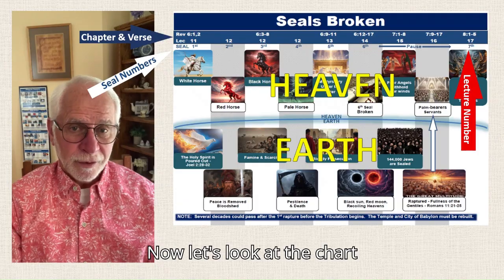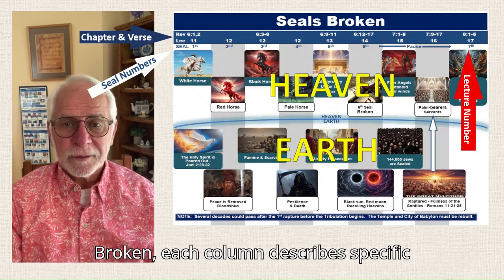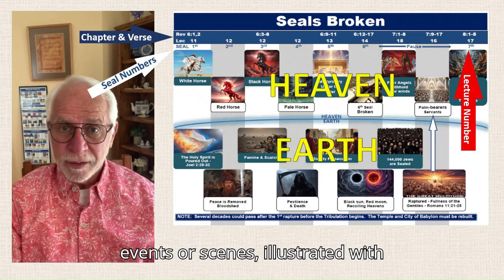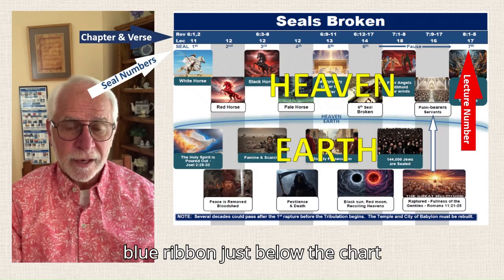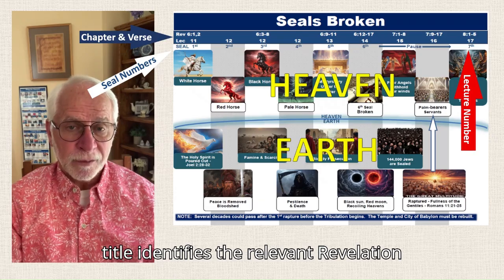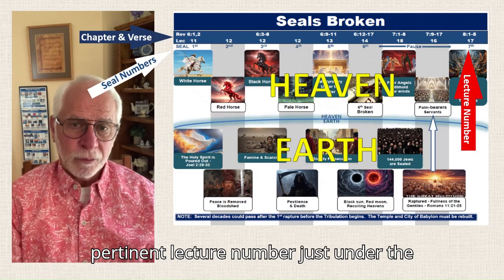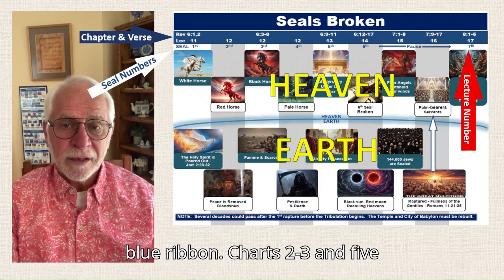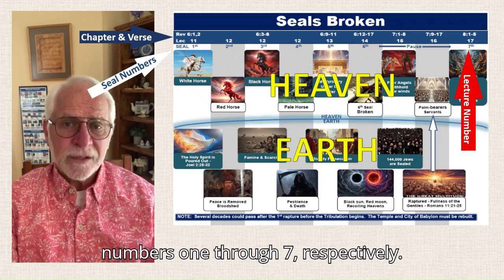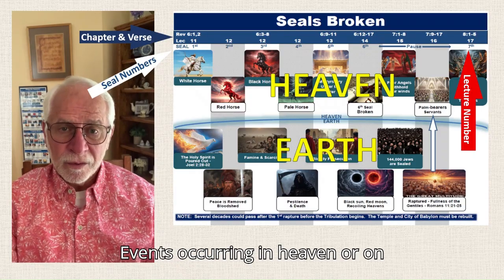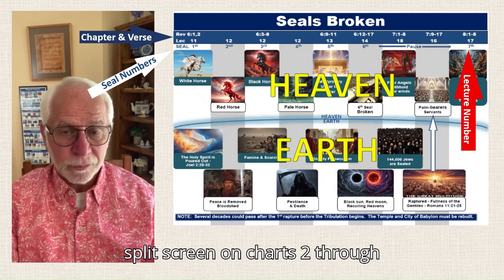Now let's look at the chart layout using this markup of seals broken. Each column describes specific events or scenes illustrated with artwork and a brief narrative. The blue ribbon just below the chart title identifies the relevant Revelation chapter and verse and Dr. C's pertinent lecture number. Just under the blue ribbon, charts 2, 3, and 5 include the seal, trumpet, and bowl numbers 1 through 7 respectively. Events occurring in heaven or on earth are separately displayed as a split screen on charts 2 through 6.